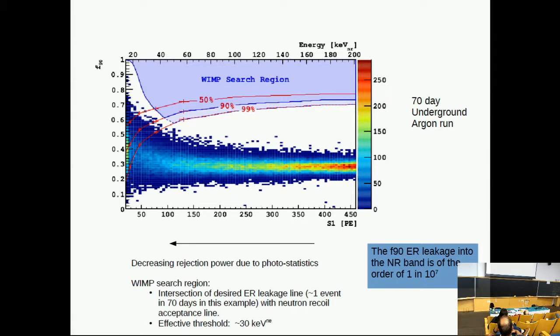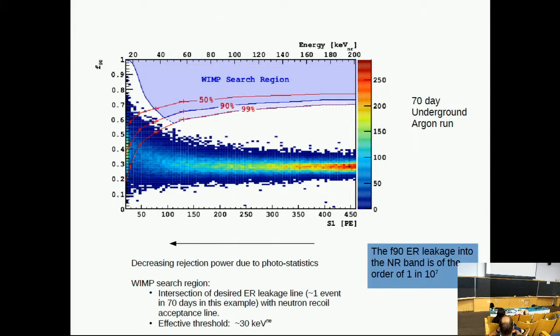So this is a summary of what we are doing basically. We have this F90 parameter versus S1. Your electron recoils are confined in the lower part, and this is the 50% line for the nuclear recoils. You define a box which we call the WIMP search region, in which you count how many events you have inside that box. The main difference with xenon is that the F90 electron recoil leakage into the nuclear recoil band is very small. It's 1 in 10^7. So basically, you can do it background free.